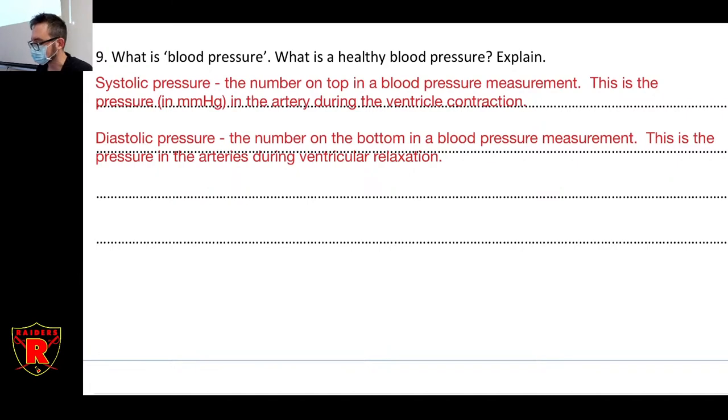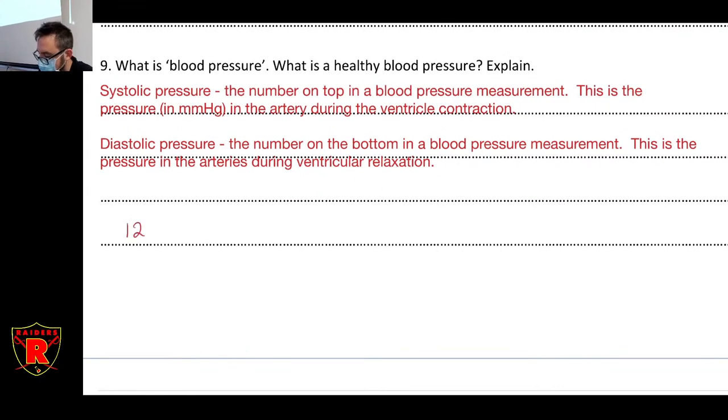Anyone know what an average blood pressure is for a person? 120 over 80 is a typical blood pressure. If you measured yours right now, you're a healthy, normal individual at rest. And it's probably important to mention that it's at rest. Now, it doesn't have to be exactly 120 over 80. Maybe it could be 110 over 65 or 100 over 80 or something like that, okay? Somewhere in this general area is fine.